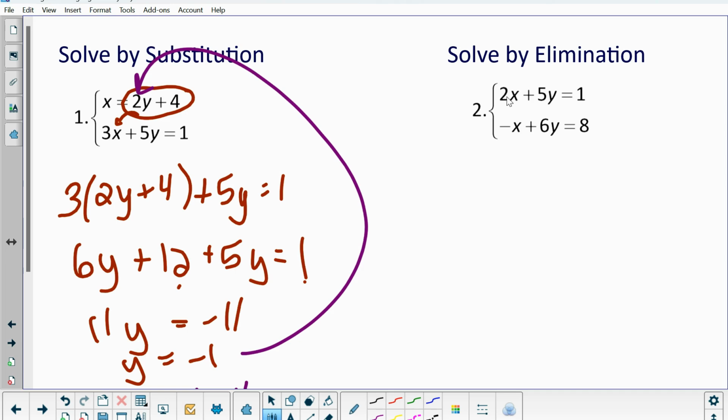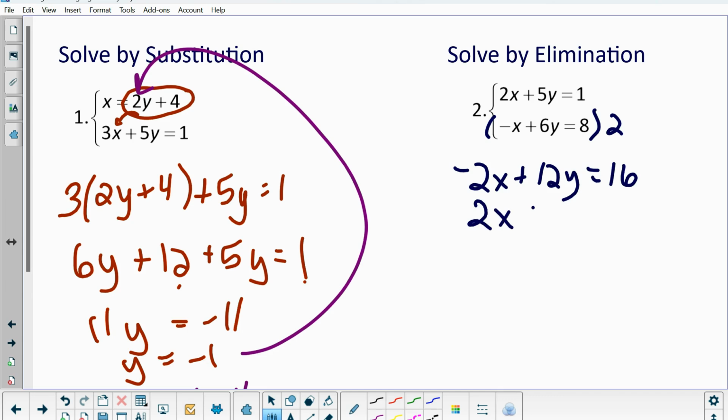So I can see there's a 2x here and a negative x here. Well, if this were a negative 2x, then I could add these two equations together and the x's would cancel and I'd be left with y's. But I can't just put a 2 there. I have to change the whole equation so it stays equivalent. So what I'm going to do is multiply the bottom equation by 2 so that it becomes negative 2x. And then 6 times 2 is 12y. And then 8 times 2 is 16.